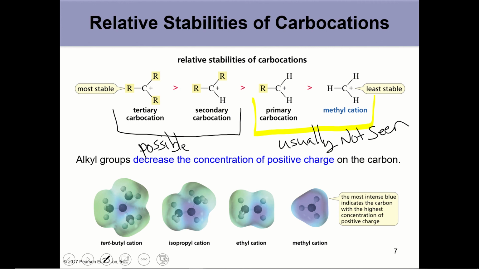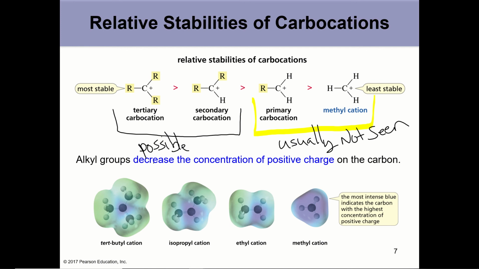So what we're using to determine this is the relative stability of carbocations. A tertiary carbocation is more stable than a secondary carbocation, which is more stable than a primary carbocation, which is more stable than a methyl cation. So as the number of bonds to carbon, or the R groups, increase, the stability becomes higher and the carbocation is lower energy or better.